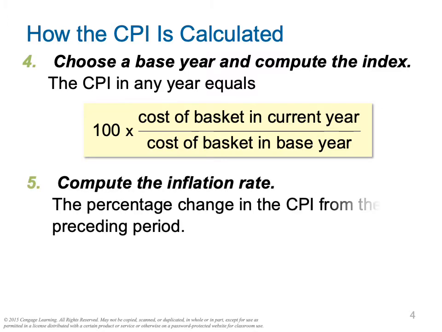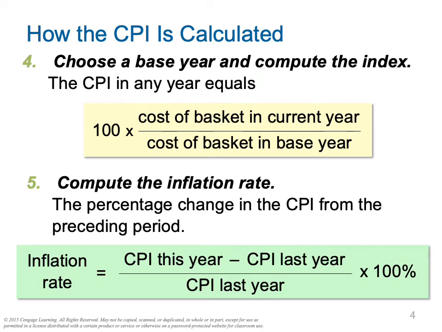Okay. And then we can also use CPI to calculate the rate of inflation from year to year. Basically what we do is we find the difference between the CPI this year and the CPI last year, and then divide it by the CPI from last year, and multiply by 100% to put it into percentage terms.